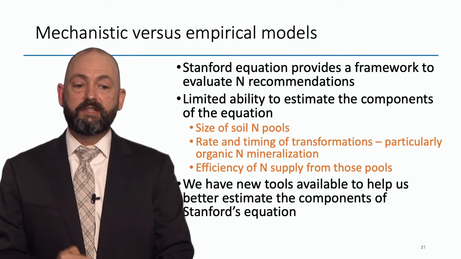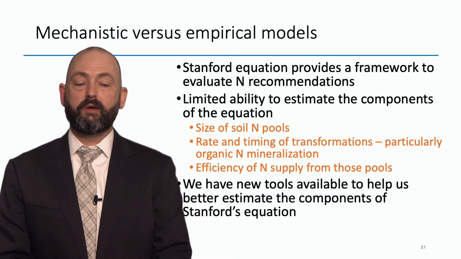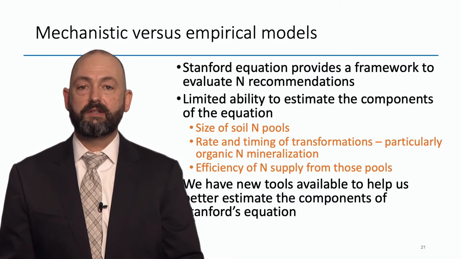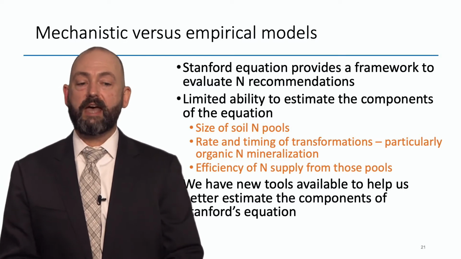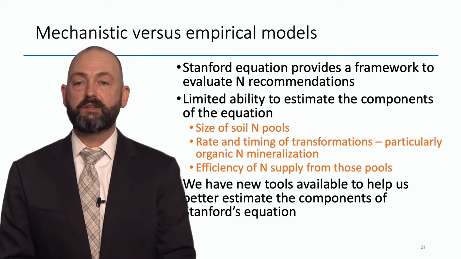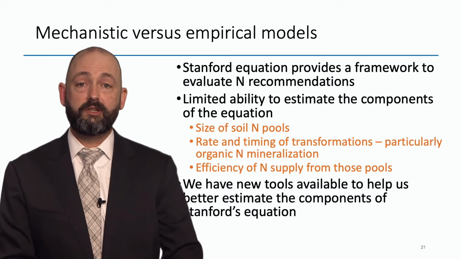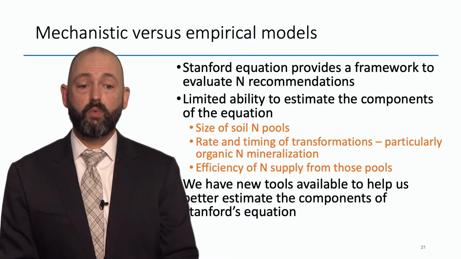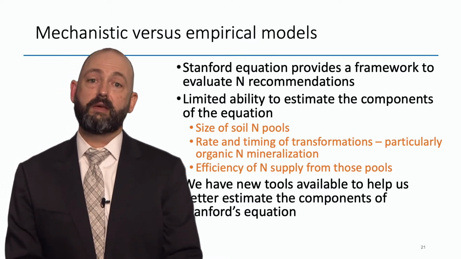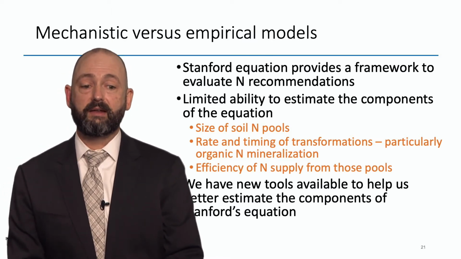So, Stanford equation provides a framework to evaluate nitrogen recommendations, to look at them more mechanistically. We do have a limited ability to estimate the components of the equation. What are the size of the nitrogen pools? In humid rain-fed environments, soil samples for nitrogen just simply don't work. In more arid climates, certainly they work, and we can use those to become more mechanistic.